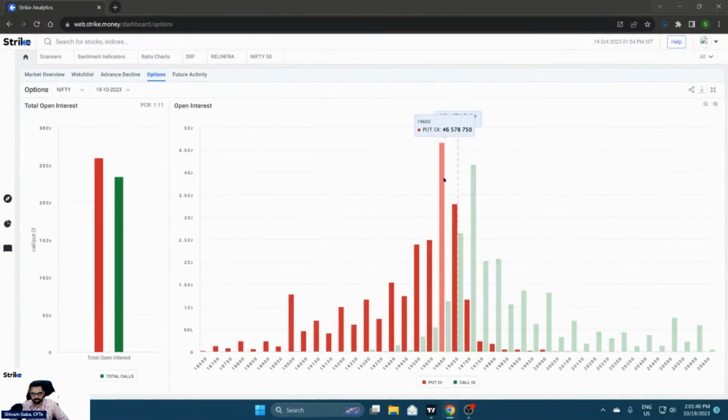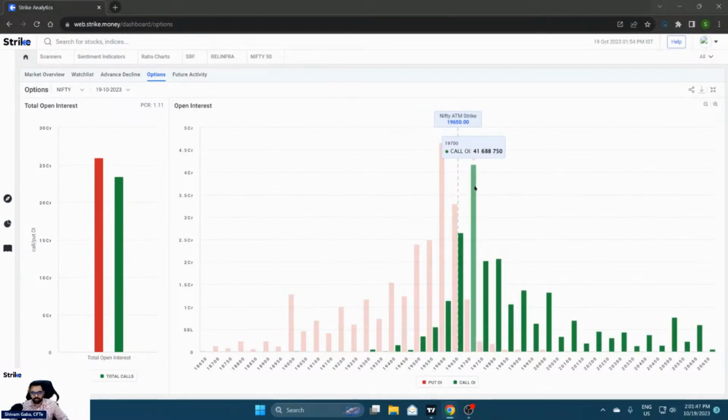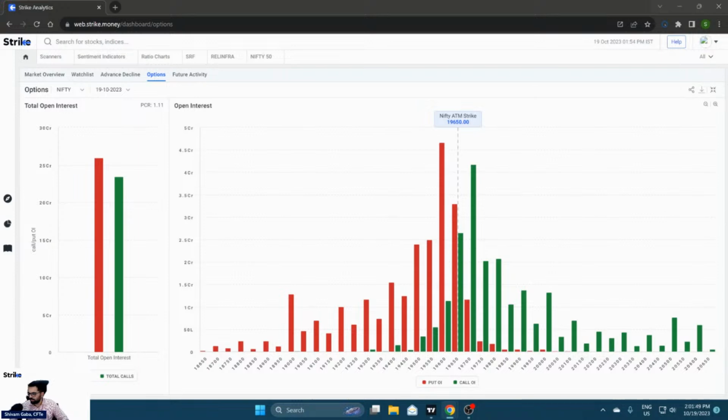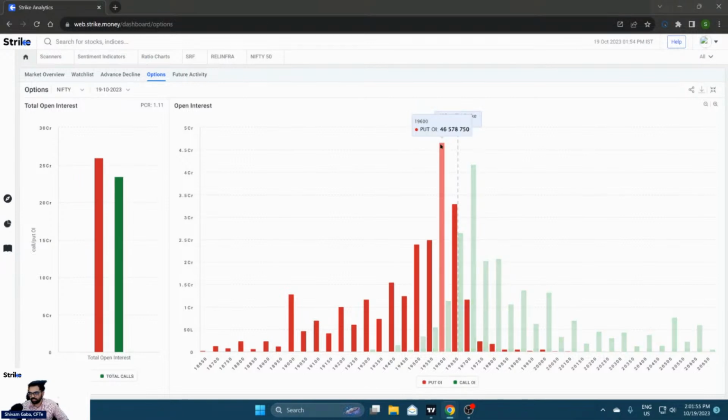In terms of options OI, 19600 now has a huge put OI and 19700 has a huge call OI. Whereas the spot price of Nifty is right now 19650, that is right in the middle of it. So today's Nifty expiry, maybe we can expect this range to hold.